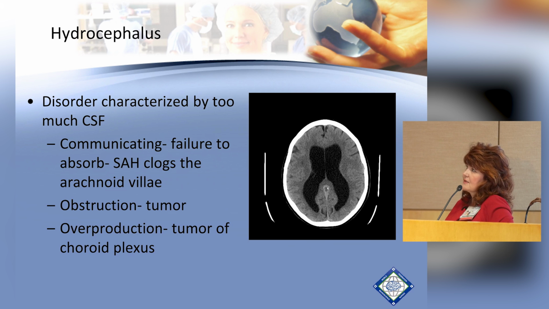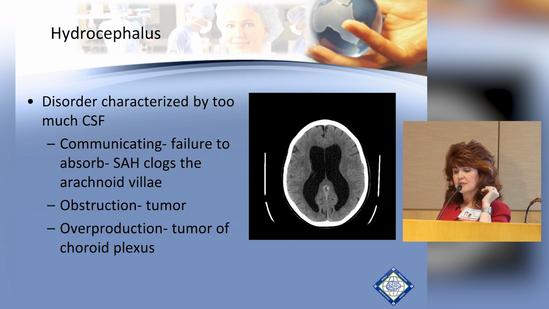And so communicating hydrocephalus is actually failure to absorb the CSF. And we see that sometimes in subarachnoid hemorrhage because the arachnoid villi become clogged up with blood during the subarachnoid hemorrhage, and they no longer function after that. So then people have difficulty, developing hydrocephalus. Obstruction occurs sometimes because of tumor, and then sometimes you can have overproduction of CSF, and that sometimes happens when you have a tumor of the choroid plexus. The choroid plexus is a structure in the brain that makes CSF. So if you get a tumor there, you can just keep making it and making it, even though you don't need more.